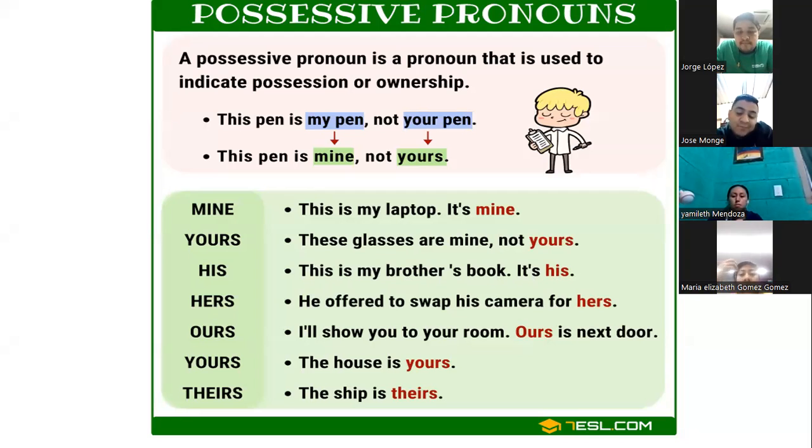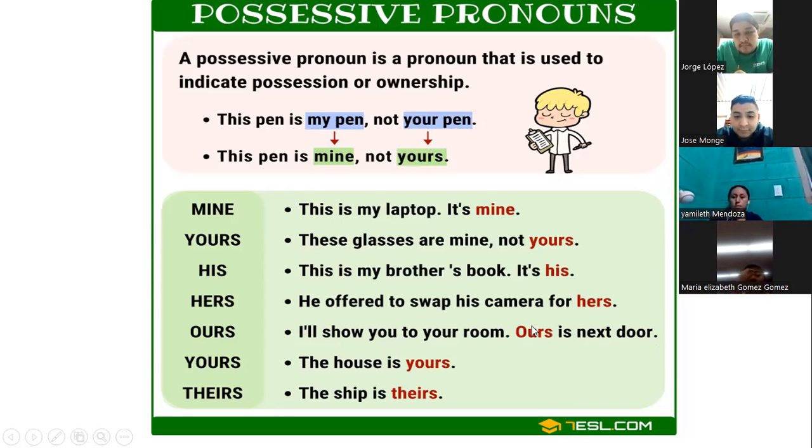Thank you. So you see, guys, now teníamos estos ejemplos. Now con hers. He offered to swap his camera for hers. Swap es como cambiar, right? He offered, ofreció el cambiar su cámara por el de ella, okay? For hers, por el suyo, okay? Su de ella, right? Now, ours. I'll show you to your room. Ours is next door, okay? Te mostraré tu dormitorio. El de nosotros está el next door, okay?